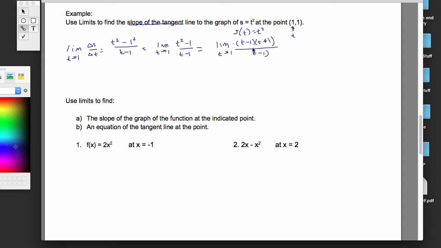And so if I factor it, look at what happens. All of a sudden I can cancel out this t minus 1 over this t minus 1. So the limit as t approaches 1 becomes t plus 1, and that's where I put in my 1 for my t. So the limit equals 2. So the slope at that point is equal to 2. Okay, so that's kind of how this works.